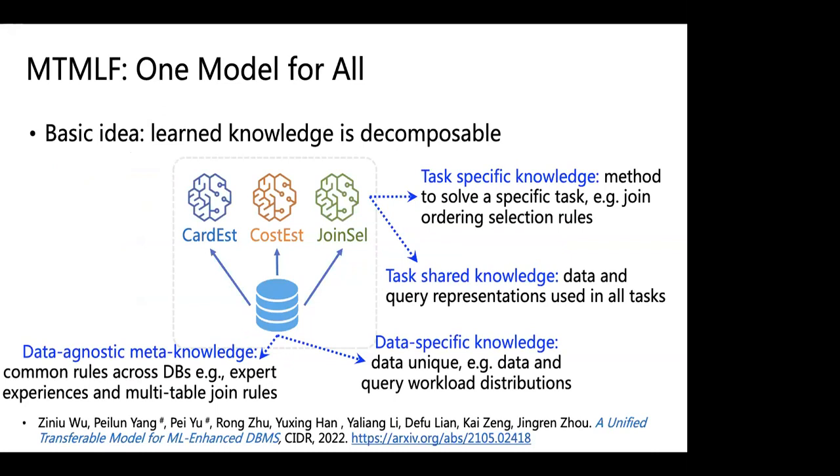We know that the learned knowledge is decomposable. On the data level, we can divide it into data-specific knowledge, which is unique to the data, including the workload and the data distribution, and data-agnostic meta knowledge, which is common rules across different DBs, summarized by expert experience and some rules. On the task level, we have task-shared knowledge, that is, the data and query representation used in all tasks. In these three tasks, cardinality estimation, cost estimation, and join order selection, we also have task-specific knowledge, that is, the method for how to solve that specific task.